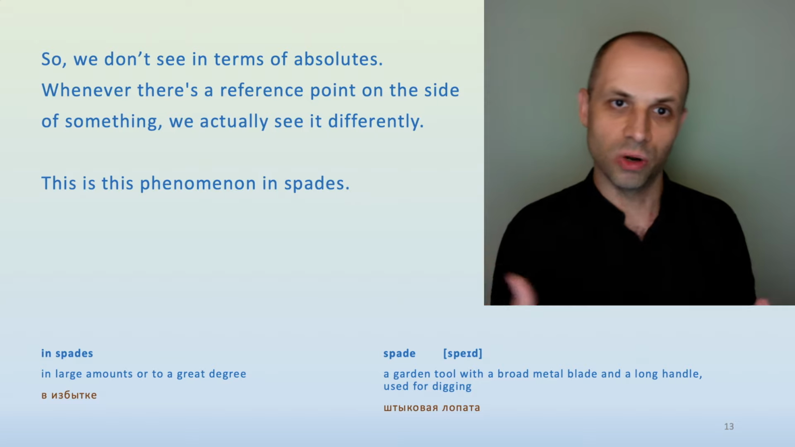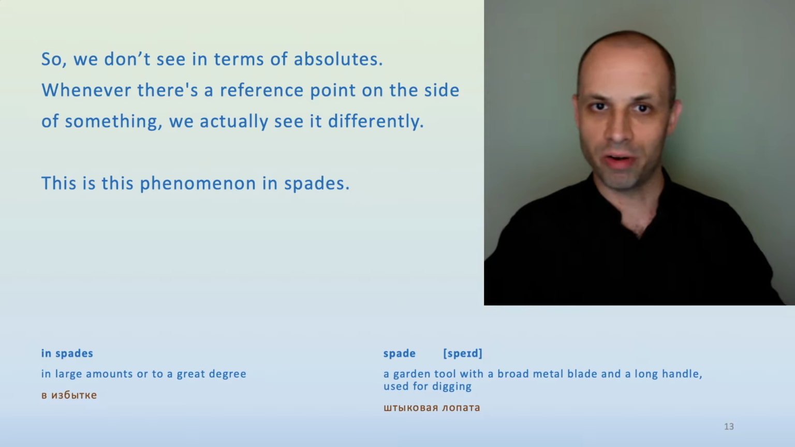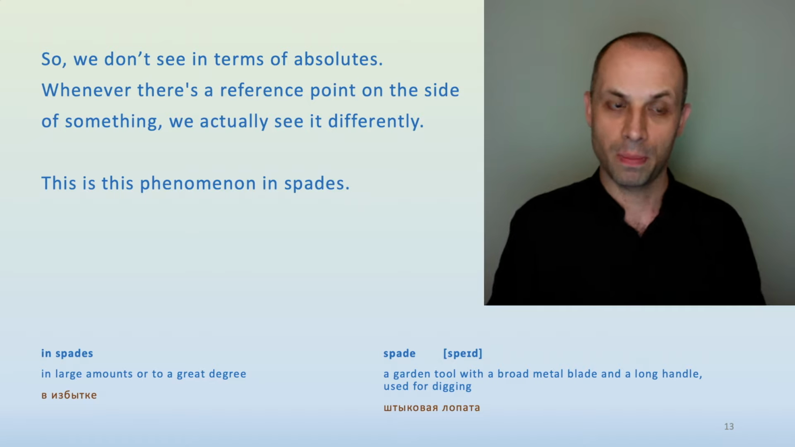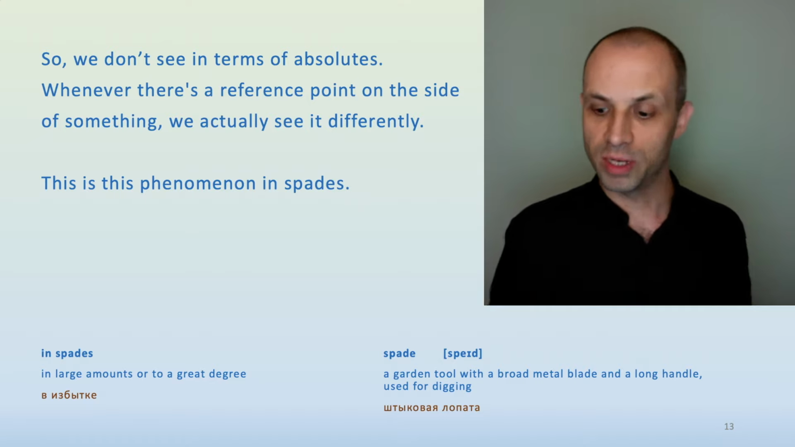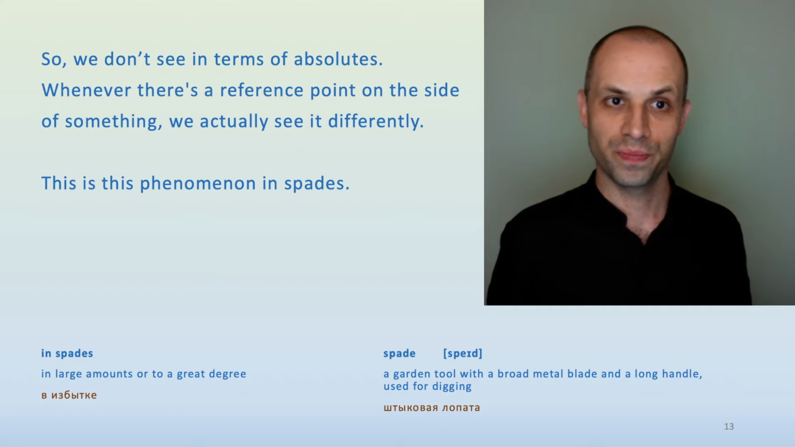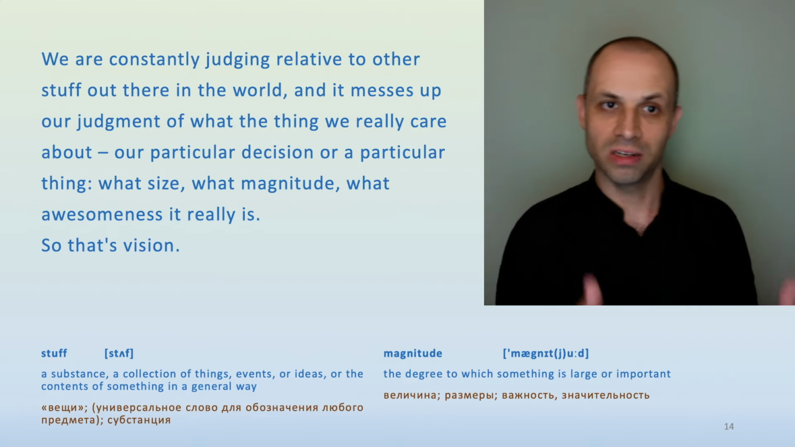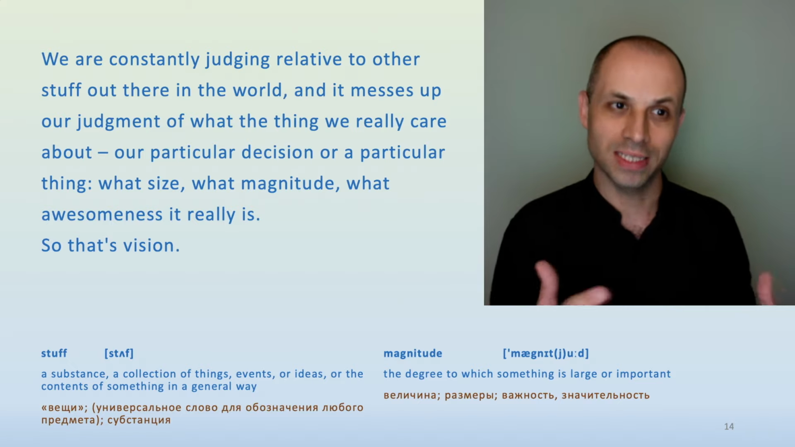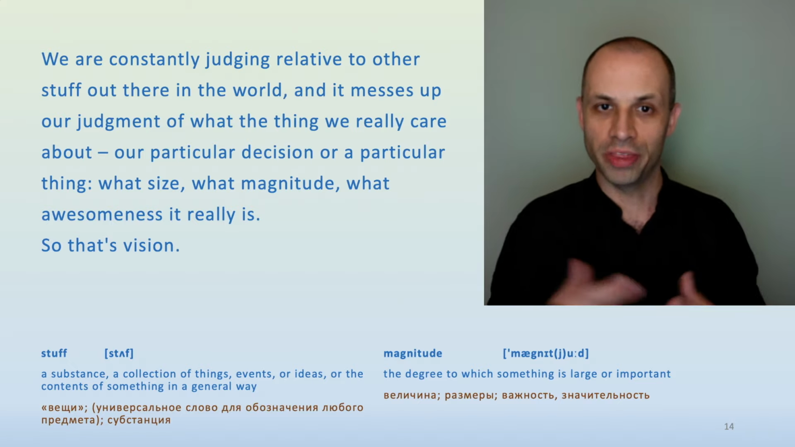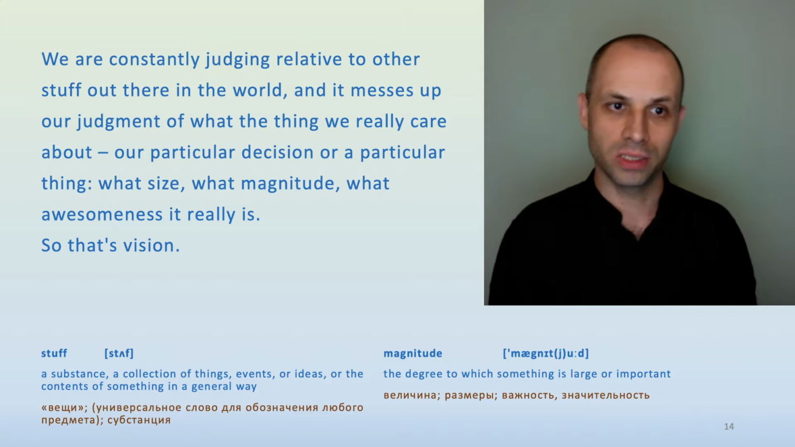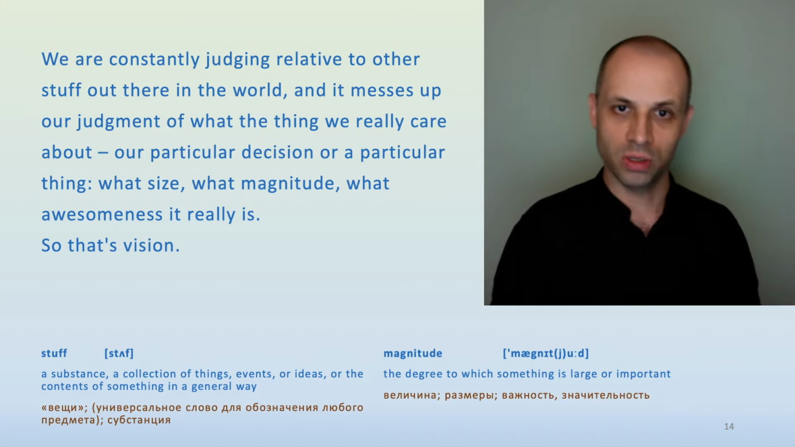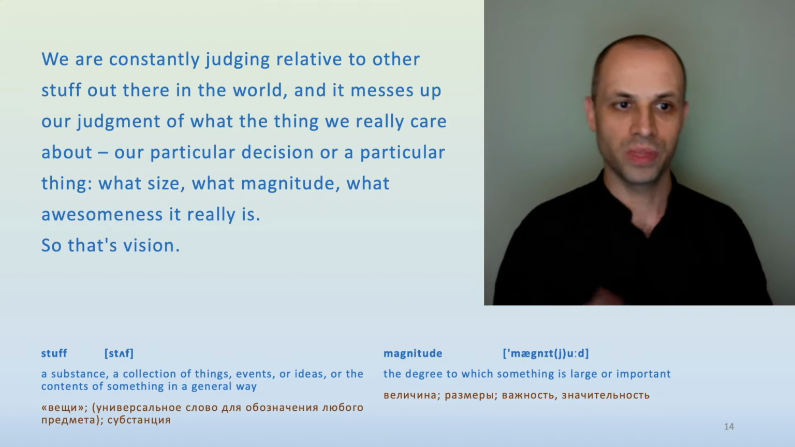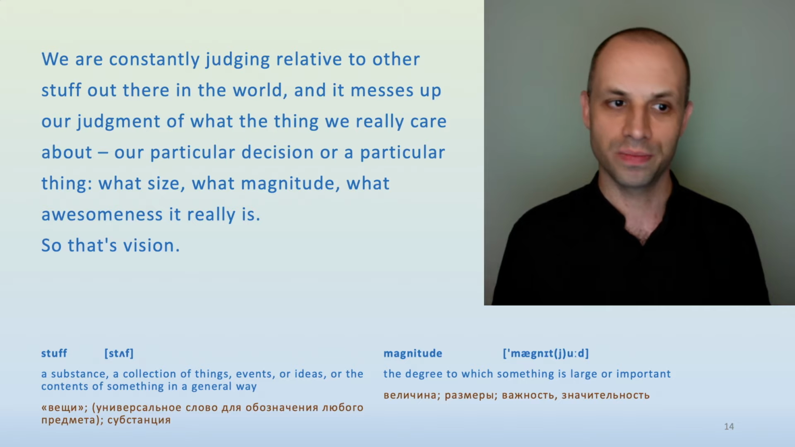So we don't see in terms of absolutes. Whenever there is a reference point on the side of something, we actually see it differently. This is this phenomenon in spades. We are constantly judging relative to other stuff out there in the world, and it messes up our judgment of the thing we really care about: our particular decision or a particular thing, what size, what magnitude, what awesomeness it really is.